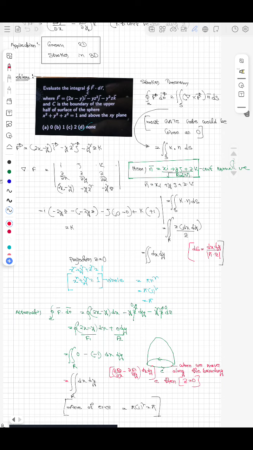So what does the question say? Evaluate the closed integral of F dot dr.